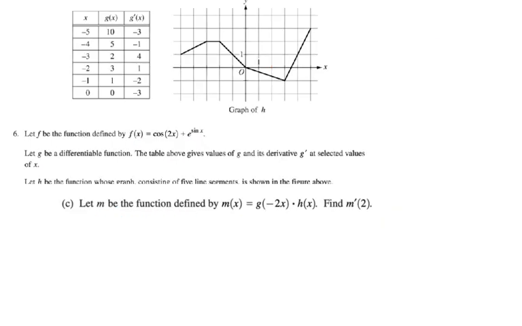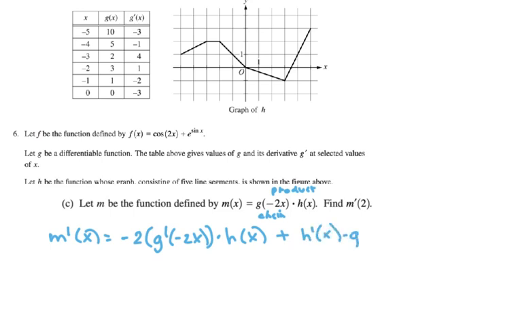All right, this one you've got this function m that has these two functions here. So we're going to have to use product rule. So m prime is the derivative of the first guy, so that's negative 2, that's the chain, times g prime of negative 2x, times the second guy, this is product, plus the derivative of the second guy times the first guy. And now we're going to plug in 2.